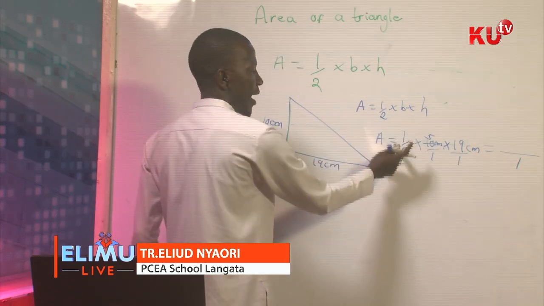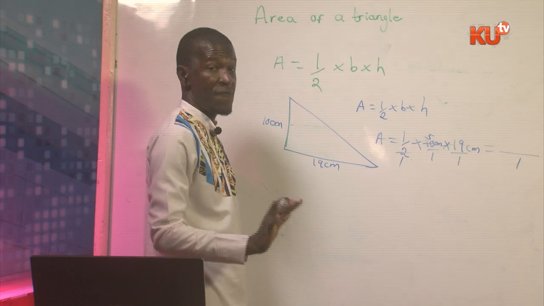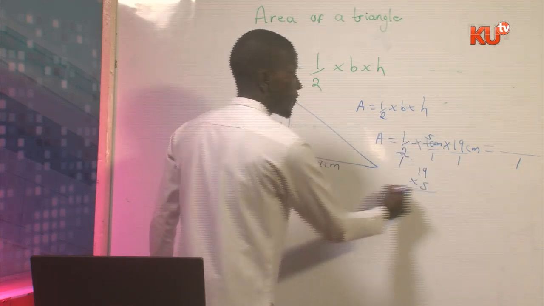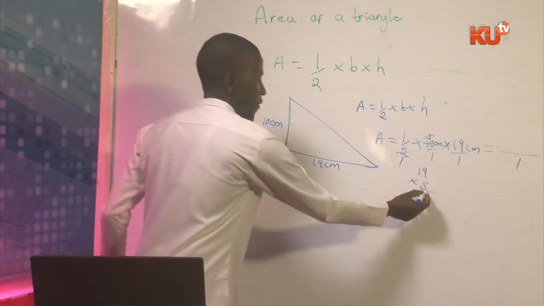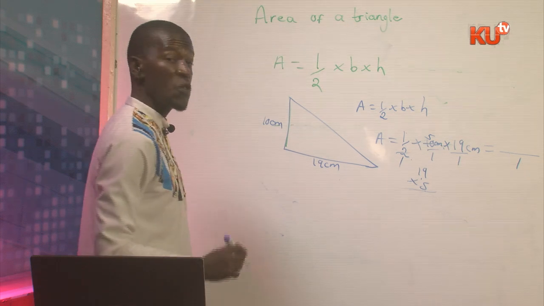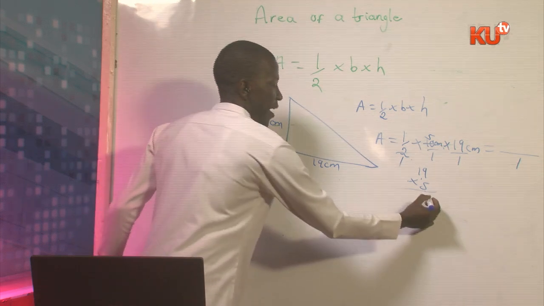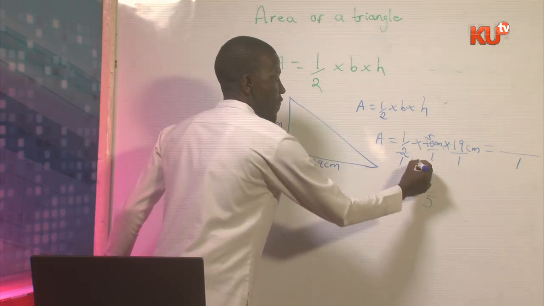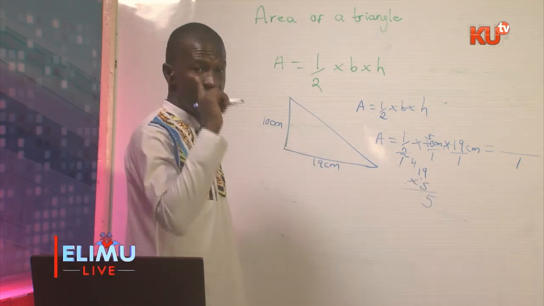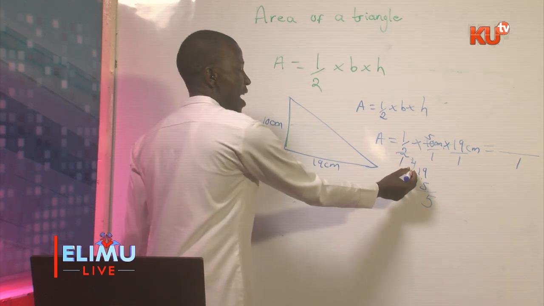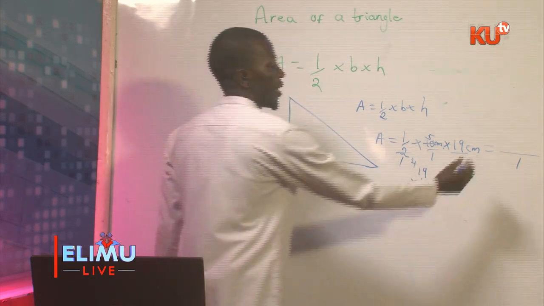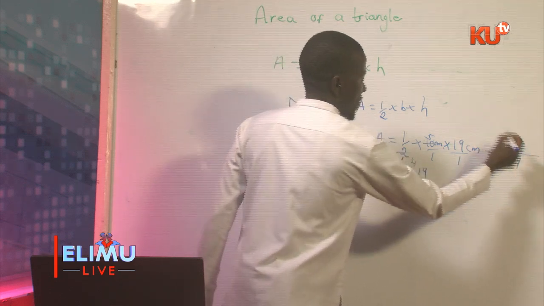Then numerators, I have 1 times 5, which is 5. Then 5 times 19. That means 19 times 5. So I'll pick 5 times 9. 5 times 9 is equal to 45. So I write 5 here. I carry 4. Then 5 times 1 is 5. Then I add 4. So 5 plus 4 gives me 9. So up here, I'll get 95.